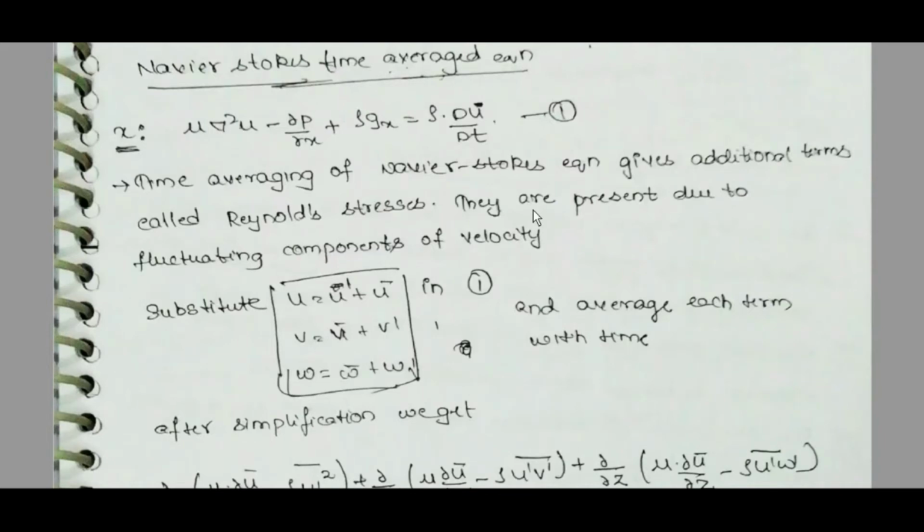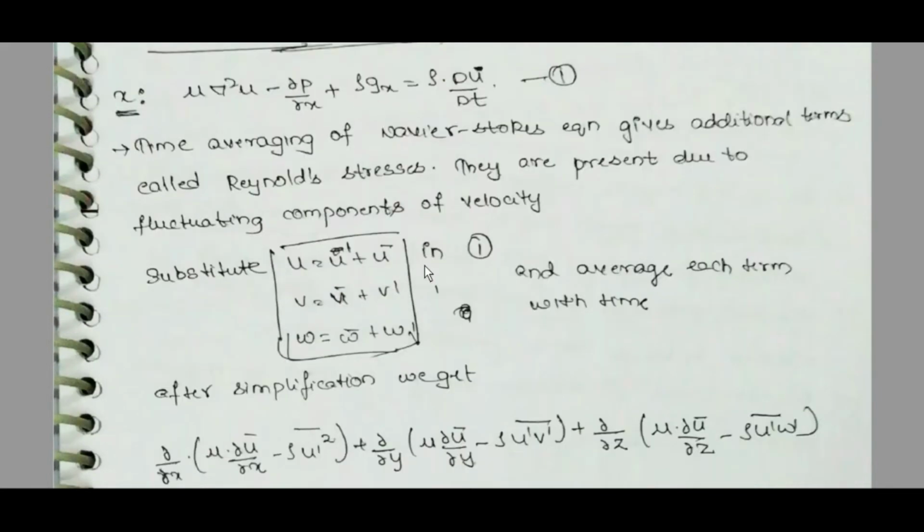Navier-Stokes time averaged equation: mu del square u minus dou p by dou x plus rho g x is equal to rho capital Du by capital Dt. Time averaging of Navier-Stokes equation gives additional terms called Reynolds stresses. They are present due to fluctuating components of velocity.